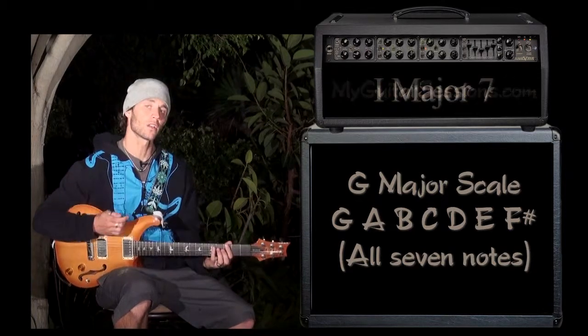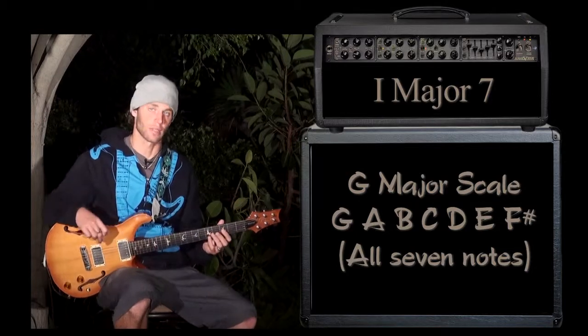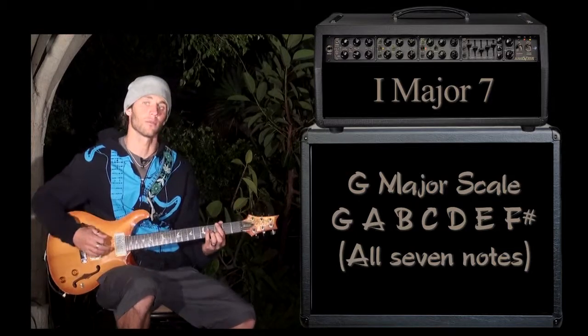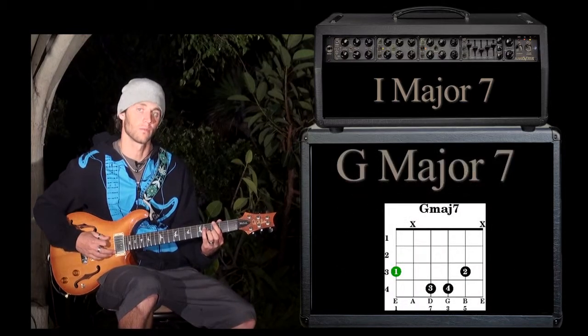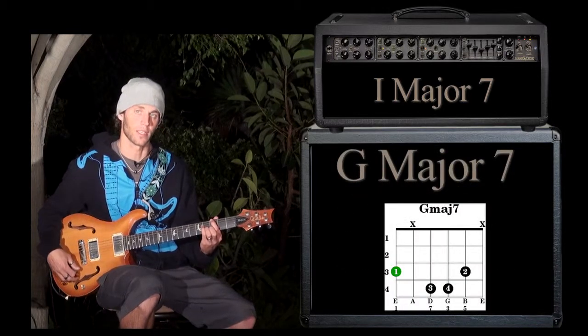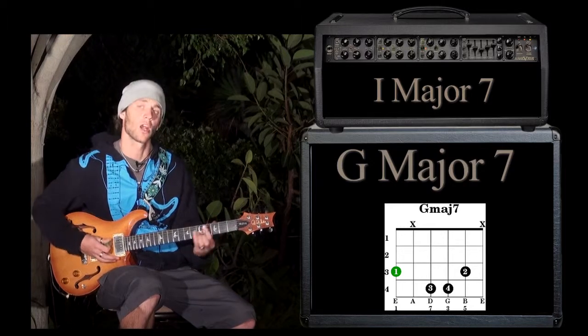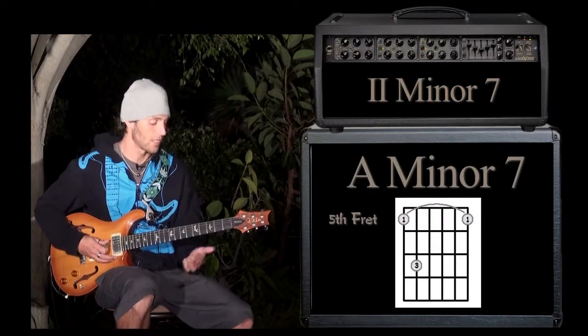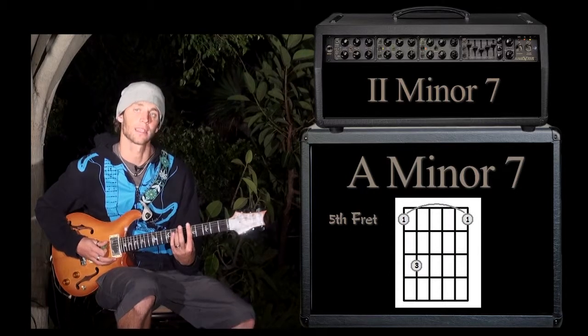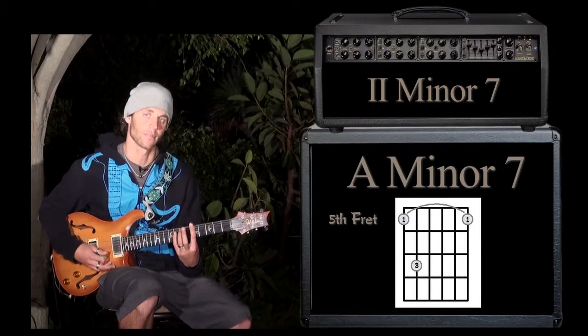So the 1 chord is a major 7. Let's play a G major 7. We'll just run right up all 7 chords. G major 7. Our 2 chord is a minor 7. In this case, our 2 is A, G, A, and it's a minor 7. So we play our minor 7 shape here.